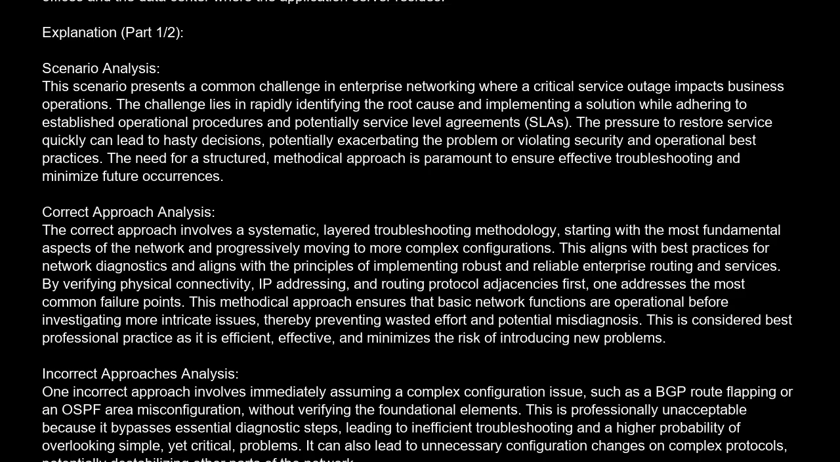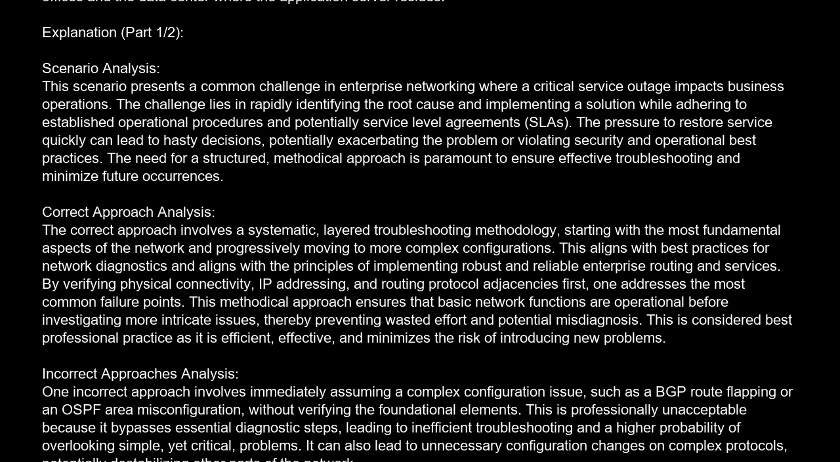This aligns with best practices for network diagnostics and the principles of implementing robust and reliable enterprise routing and services. By verifying physical connectivity, IP addressing, and routing protocol adjacencies first, one addresses the most common failure points. This methodical approach ensures that basic network functions are operational before investigating more intricate issues, thereby preventing wasted effort and potential misdiagnosis. This is considered best professional practice as it is efficient, effective, and minimizes the risk of introducing new problems.